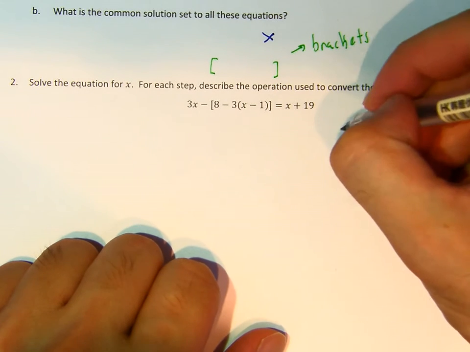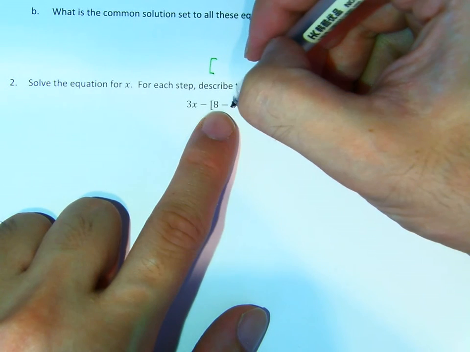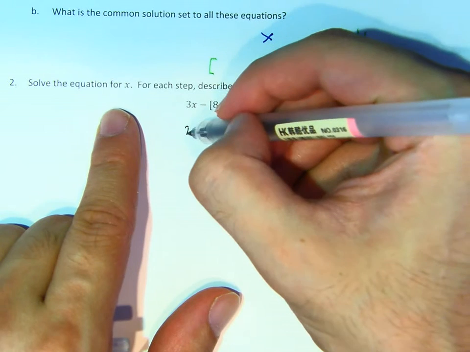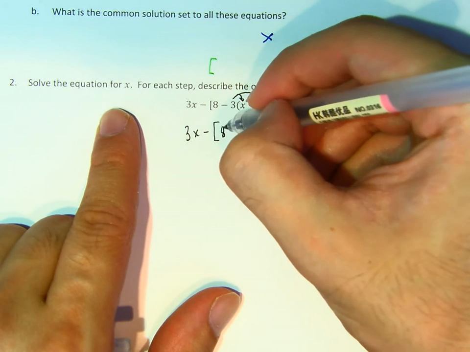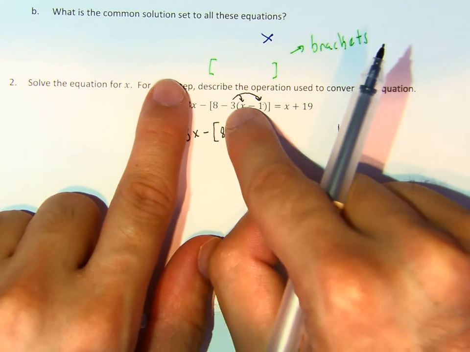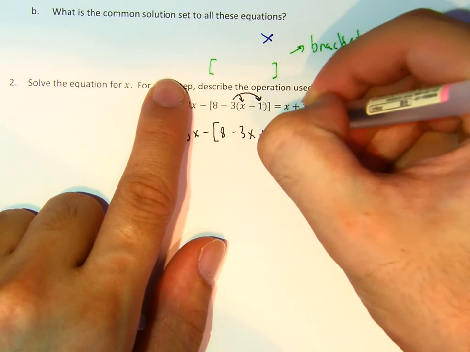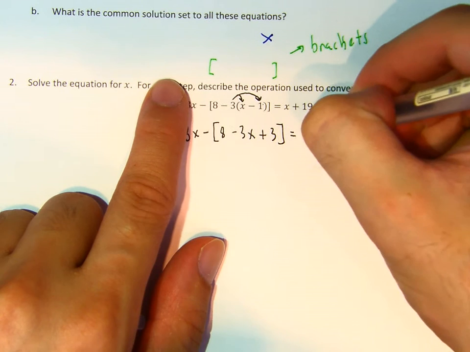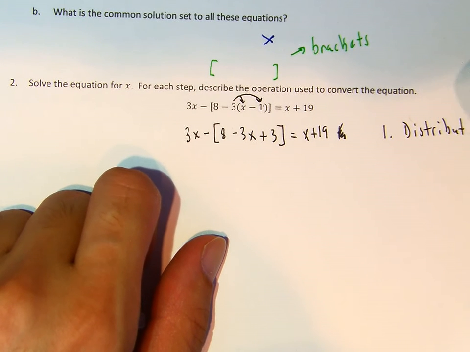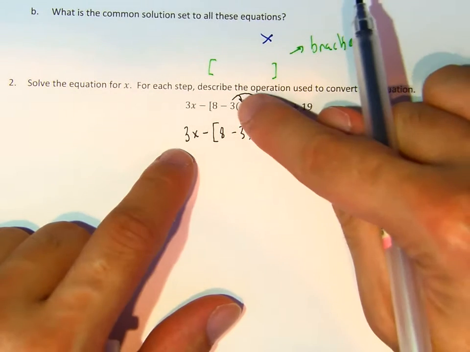So here, the first move, number 1, would be to distribute the negative 3 to the x and the negative 3 to the negative 1. So notice now this becomes 3x minus, parentheses, 8. Now what is negative? Notice how it's not, the trick is it's not 3 times x, it's a negative 3. You have to be careful with the symbol here. So this is 8 minus 3x plus 3 brackets equals x plus 19. Okay? So the first move would be to distribute the negative 3 to the x minus 1. And notice how we simplified it from here to here.